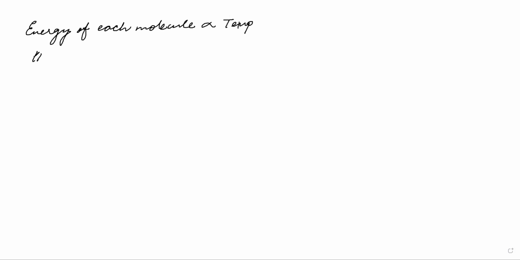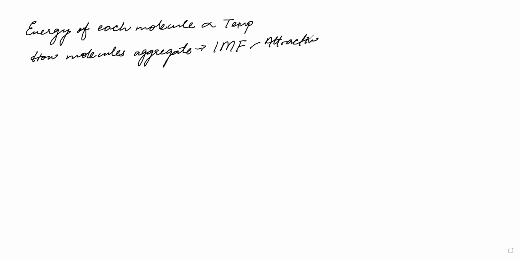And then we saw how molecules aggregate. In this, we saw intermolecular forces, and we saw that intermolecular forces can be either attractive or repulsive. But the repulsive forces don't have any name, and there is only one type of repulsion that can take place, that is between the electrons. So these are the things that we did yesterday.